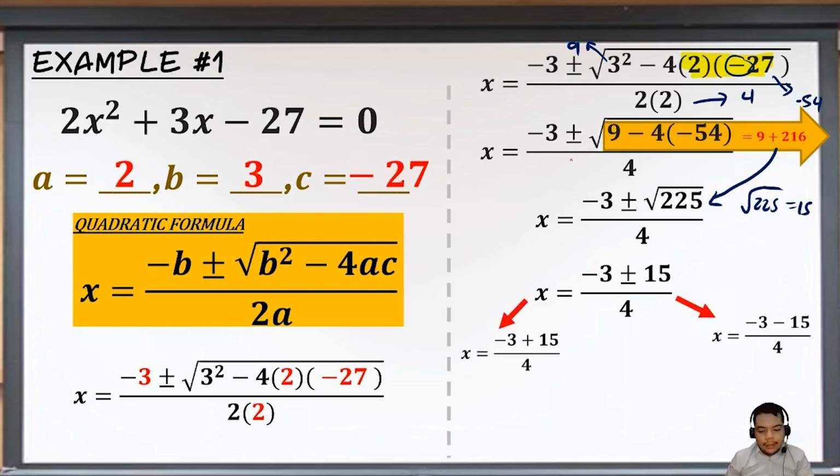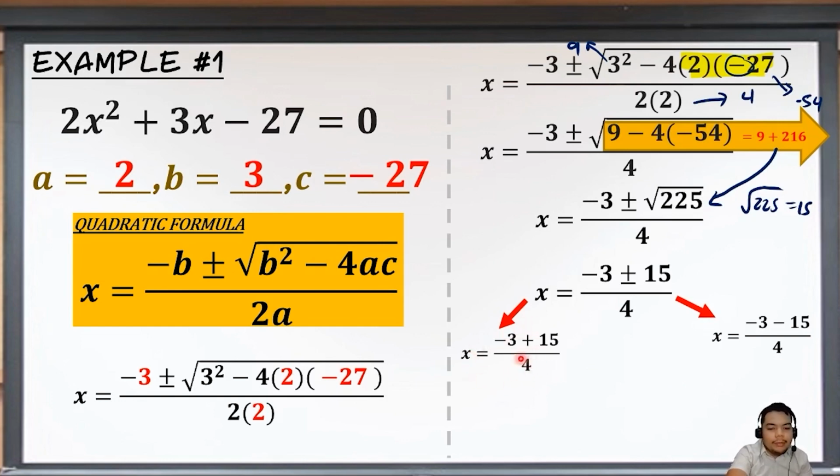Yan. So, one is having negative 3 plus 15 all over 4. And yung isa naman is negative 3 minus 15 all over 4. So, parehas lang din sila. Ang pagkakaiba lang, ito ay plus, ito ay minus. So, unahin natin i-solve itong equation na to.